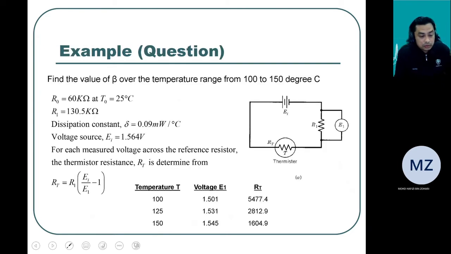Alright. So there is another example here. I will leave it to you to look at the example, and if you have any questions, let me know. The calculation is easy and straightforward. The most important thing is to use the voltmeter to measure the voltage at this R1. R1 is a fixed value. You get E1, you get RT, you put RT into the equation, you find T.